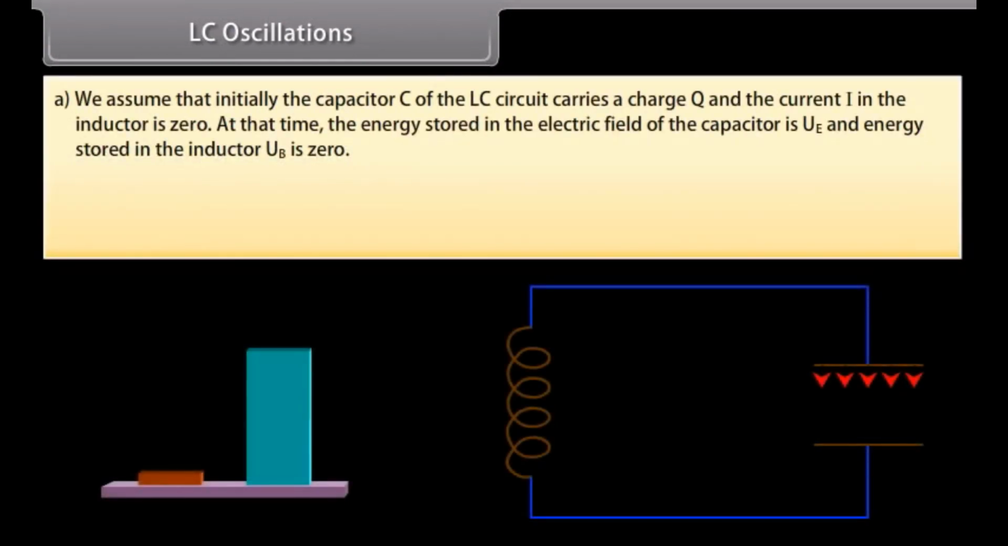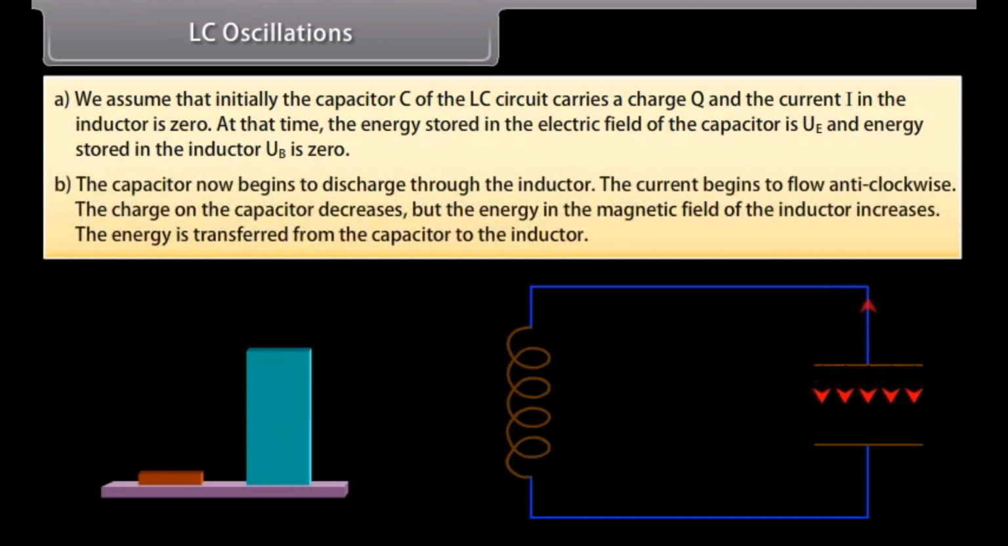LC oscillations. We assume that initially the capacitor C of the LC circuit carries a charge Q and the current I in the inductor is 0. At that time, the energy stored in the electric field of the capacitor is UE and the energy stored in the inductor UB is 0.